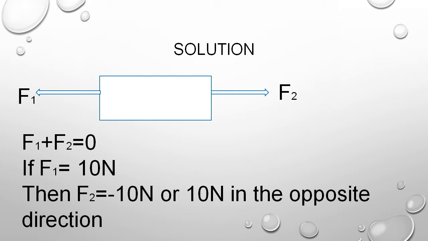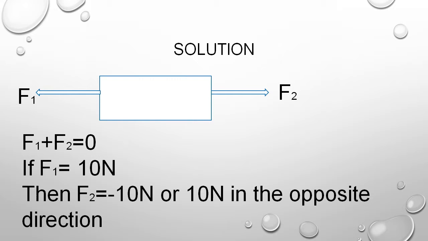Okay, so here is the solution for this problem. Now, as you can see, the block represents the rope in the tug of war, and you have F1, which is the force that's pulling in the left direction, and F2 is the force that's pulling in the right direction. These forces are applied by the two boys in the tug of war game.